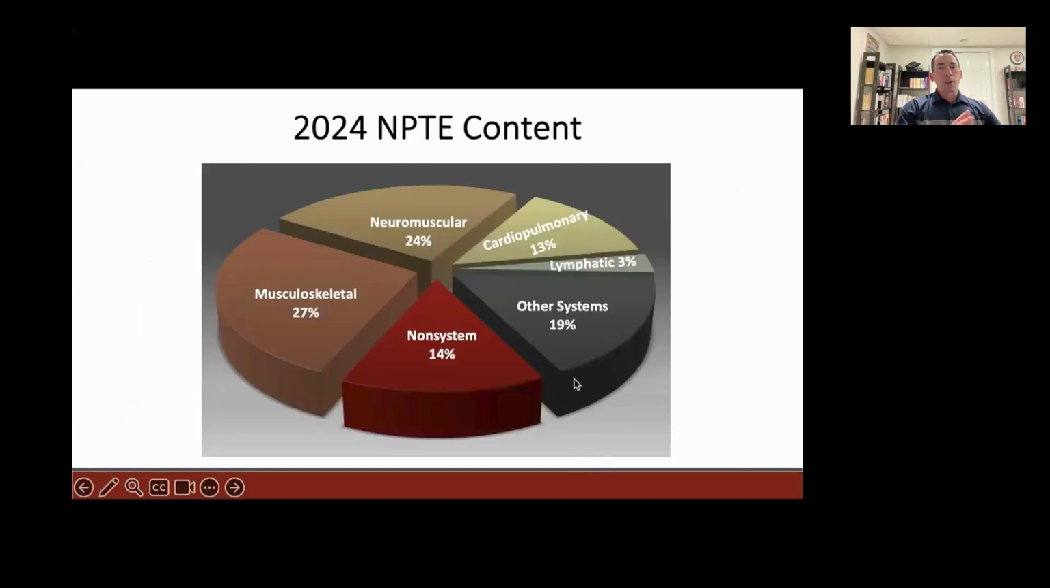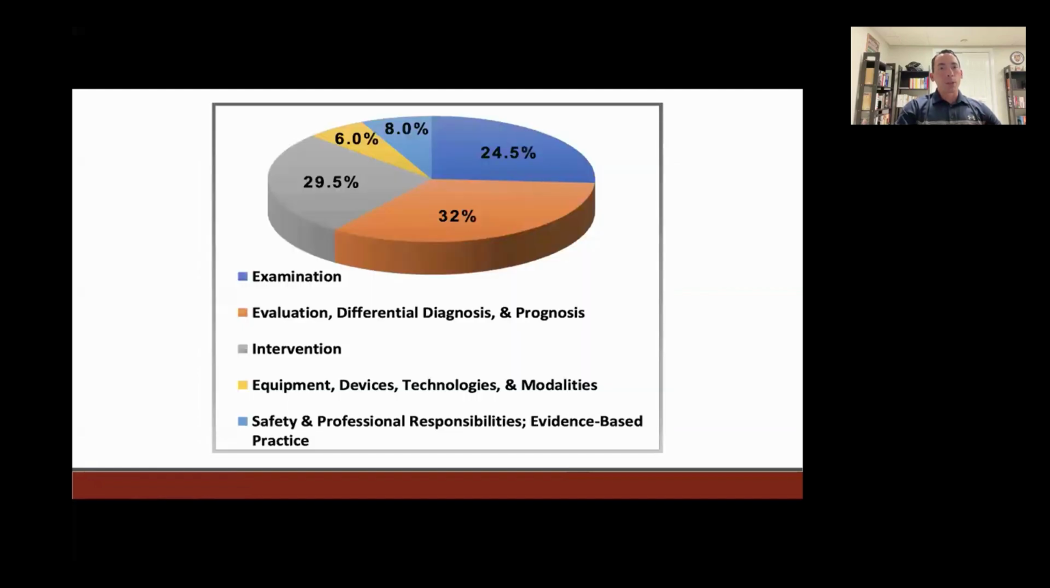All right, so before we start, let's look at the content of the exam just to give you a bit of an idea of what's coming at you. First, the musculoskeletal content is about 27% of the overall test, so it's a pretty big chunk. If you break it down a little farther, these are some of the categories: the exam, evaluation, and intervention questions. So you can see how it breaks down there.